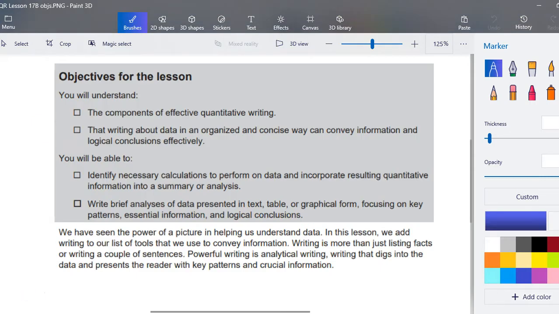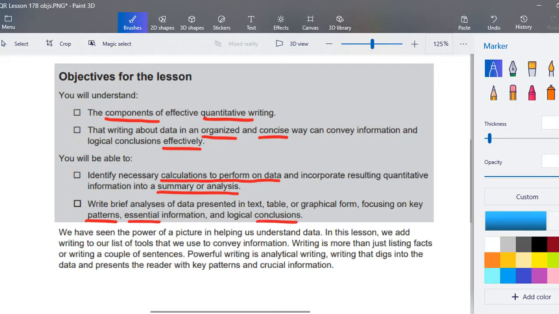So the objectives of this lesson are that we will understand the components of effective quantitative writing. We will understand that writing about data in an organized and concise way can convey information and logical conclusions effectively. We'll be able to identify necessary calculations to perform on data and incorporate resulting quantitative information into our summary or analysis. And we'll be able to write a brief analysis of data presented in table, text, or graphical form, and we're going to focus on key patterns, essential information, and logical conclusions.